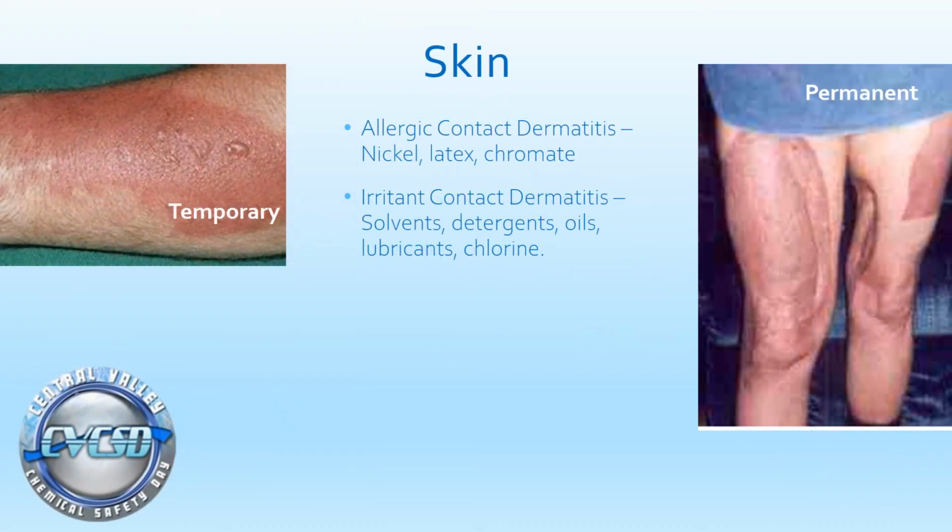Another way chemicals have an effect on your body is on your skin. Skin contact is the most common type of exposure to chemicals. They can have temporary or permanent effects. Allergic contact dermatitis could occur when you're working with nickel, latex, or chromate. Irritant contact dermatitis could occur when you're working with solvents, detergents, oils, lubricants, and chlorine. Temporary damage to your skin could be drying of the skin and irritation. Permanent damage to your skin would be eating of the skin, color changes, and even skin cancer.